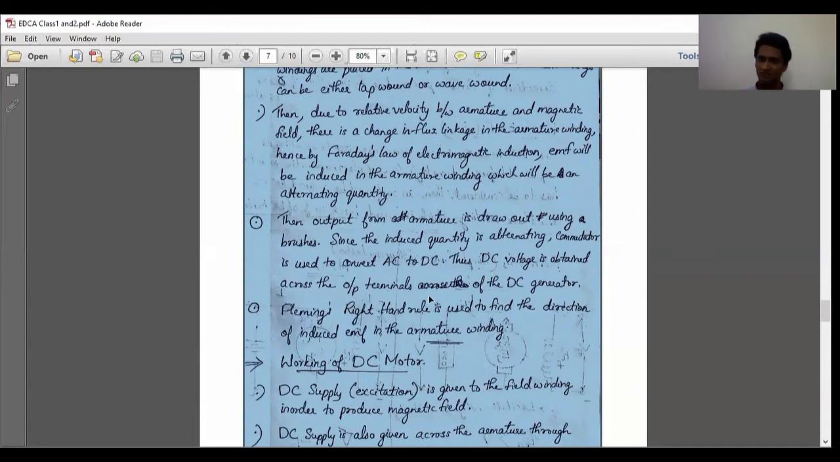And as we said before, Fleming's right hand rule is used to find the direction of induced EMF in the armature winding. When a conductor is moved in a magnetic field, an EMF will be induced in the conductor. Thumb shows the motion of the conductor, forefinger shows the direction of magnetic field, then induced EMF will be in the direction of middle finger, as we have already discussed the same thing.